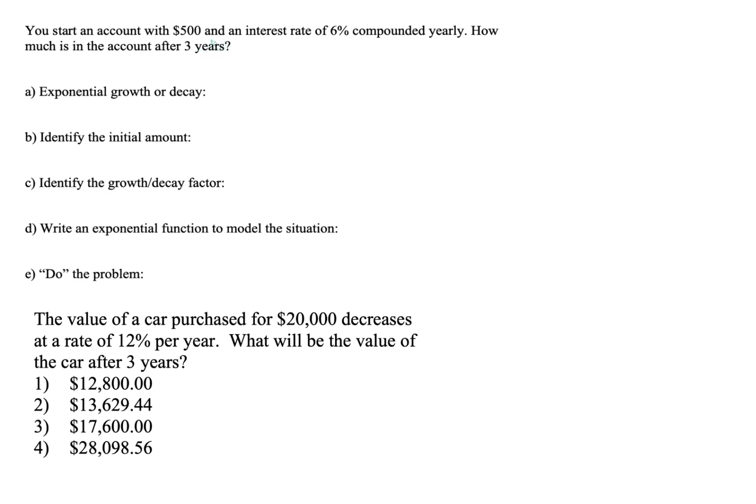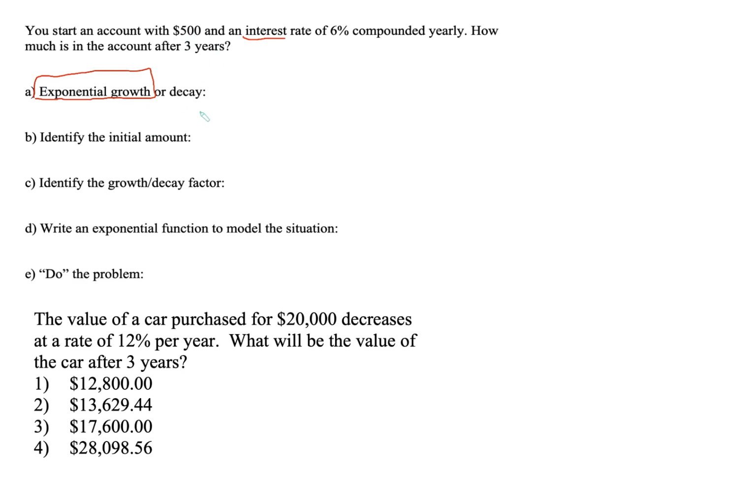You start an account with $500 and an interest rate of 6% compounded yearly. How much is in the account after 3 years? Would this be considered an exponential growth or decay? Keywords in the problem will help you identify. Now, because it says it's an interest rate, we know interest always increases the value of the item. This represents an exponential growth.